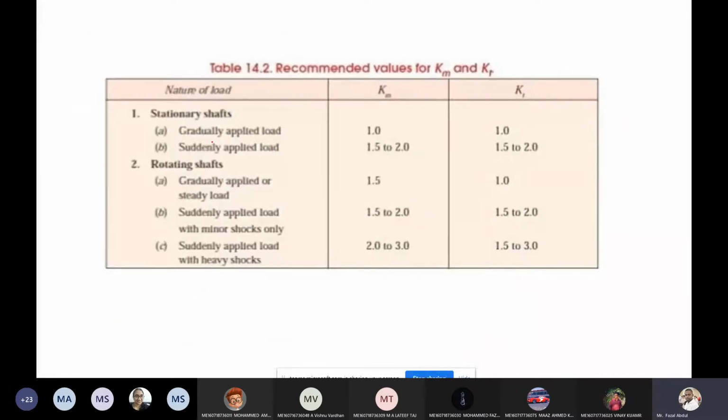When the shaft is stationary, there are two cases: gradually applied load and suddenly applied load. These cases will be given in the question. Read the question properly and according to the statement, we need to select the Km value and Kt value. In the same manner for a rotating shaft: gradually applied load, suddenly applied load, suddenly applied with heavy shock. Here, light shocks.